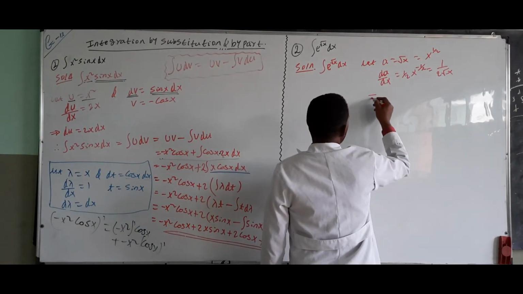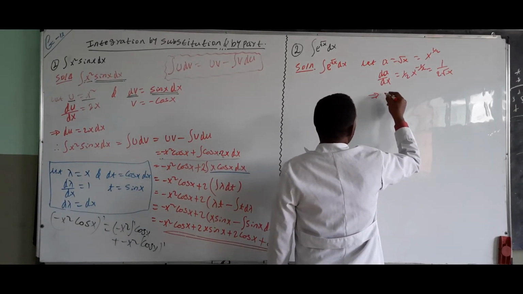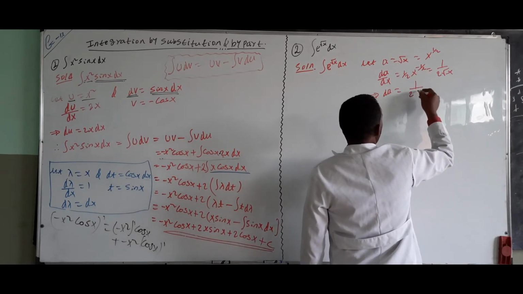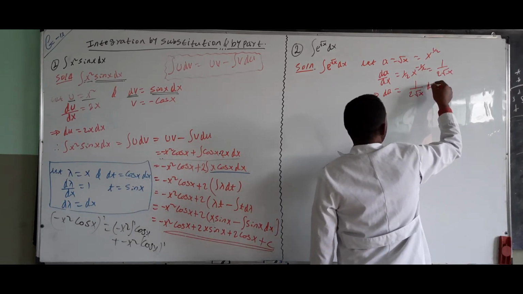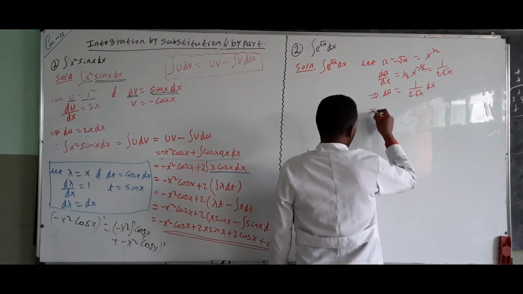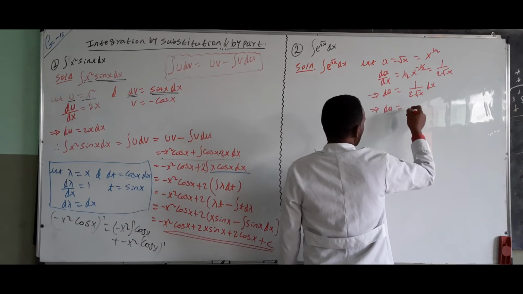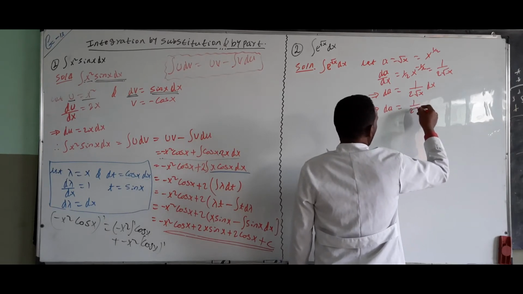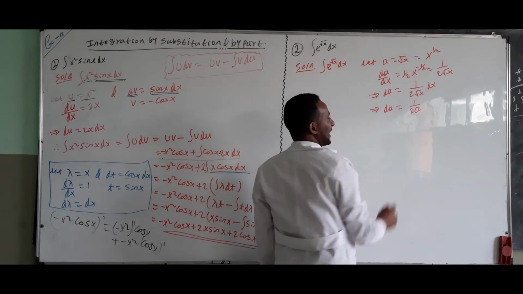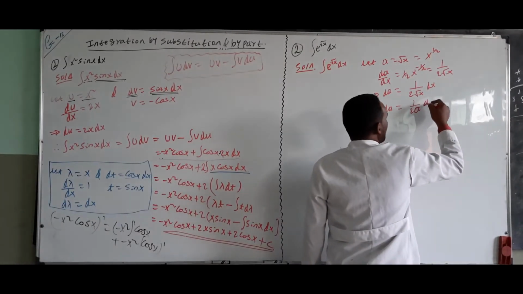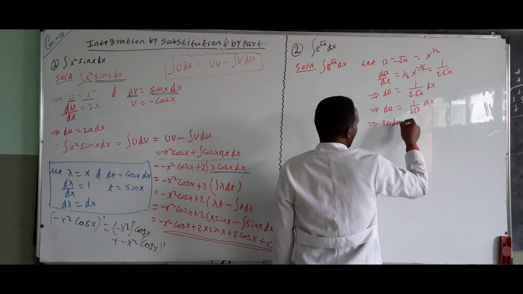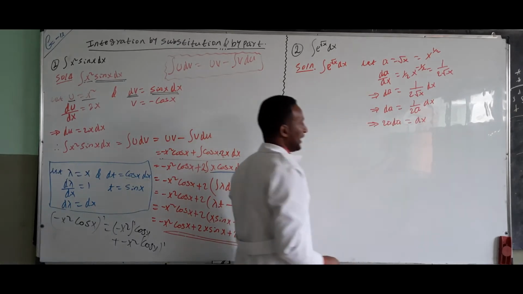This implies that dA is equal to 1 over 2 radical x dx. Then this implies that dA is equal to 1 over 2a, because radical x means a, then dx. This implies that 2a dA is equal to dx.